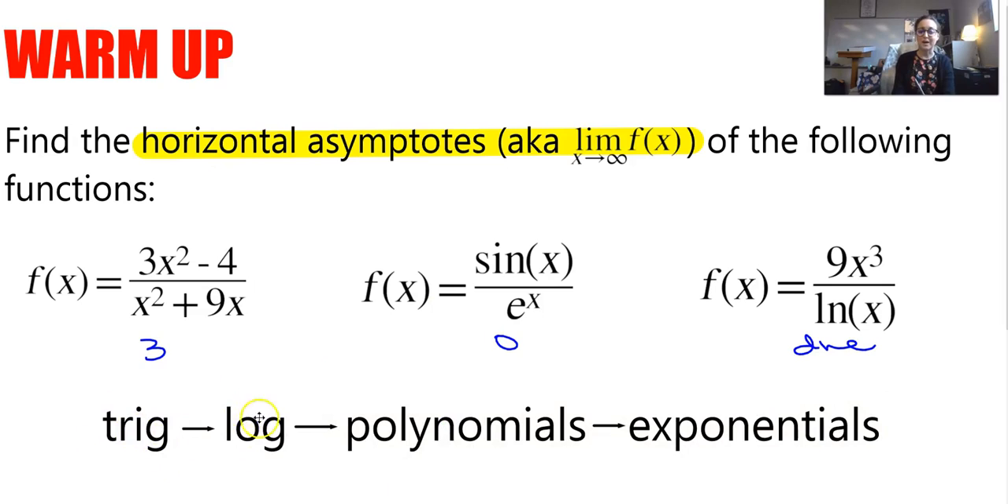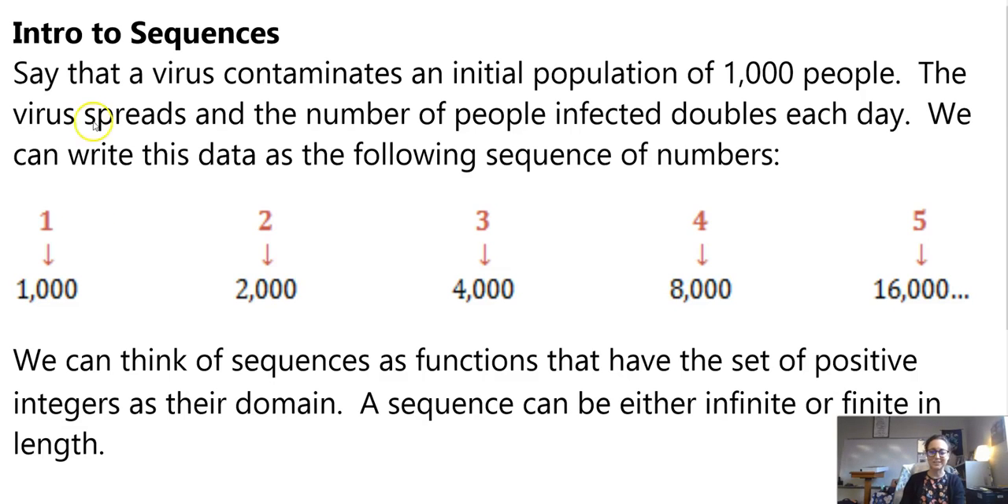and cosine, because they really don't grow at all, right? They just bounce back and forth, they're waves. Logs, then they grow, but very, very slowly. Then polynomials, and then exponentials grow the fastest. Go ahead and pause if you need a refresher on any of that, and if you need to write anything down. Alright, so let's do a little intro to sequences.